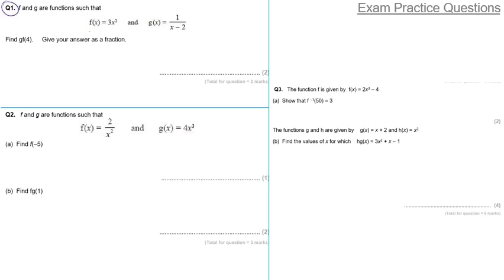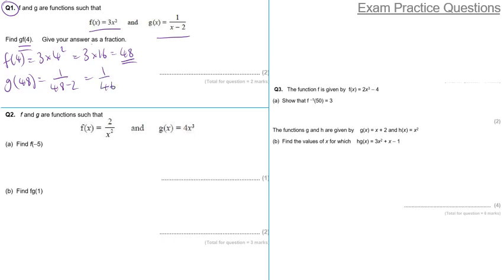So we've got two functions and we've been asked to find this compound function. The easiest way to do this is we're just going to substitute 4 into function f to start off with. And then we're going to substitute that output into function g. And it says to give our answer as a fraction, so it's just 1 over 46. We could have gone and found a compound function in terms of x and used that, but there's really not a need with questions like this.